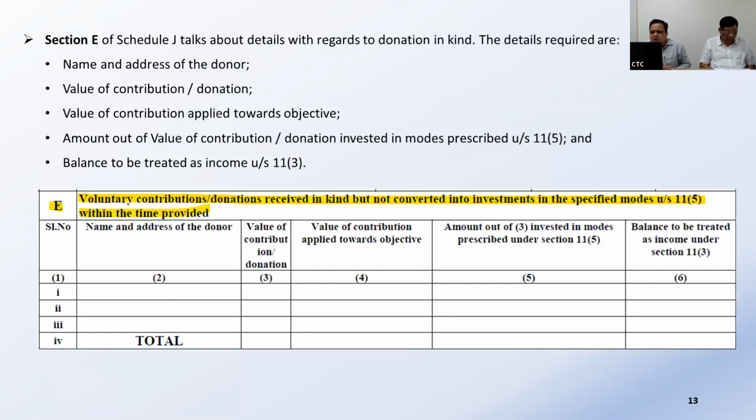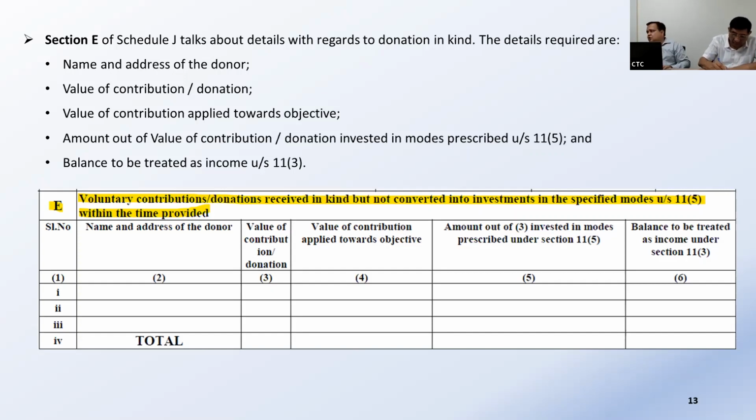Section E of Schedule J talks about details with regards to donation in kind. Now, here there is a query out here in the last column. Name and address of the donor, value of contribution donation, value of contribution applied towards objectives, amount out of value of contribution, donation invested in mode specified under section 11.5, and balance to be treated as income under section 11.3. Now, this is posing a challenge, I believe.